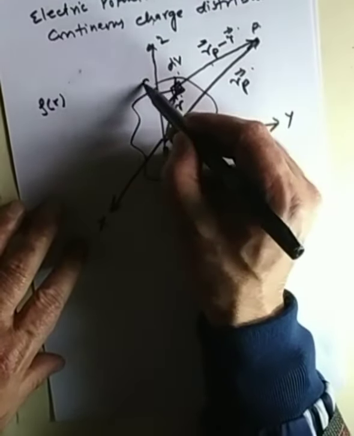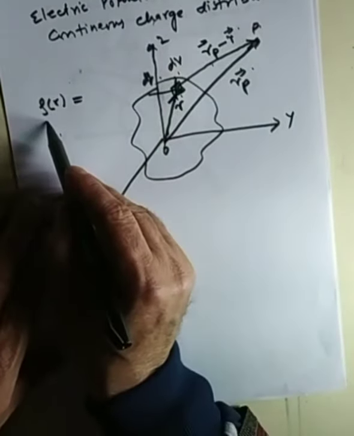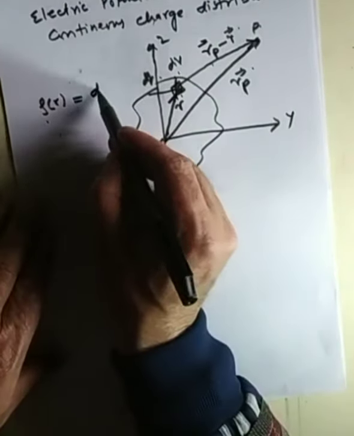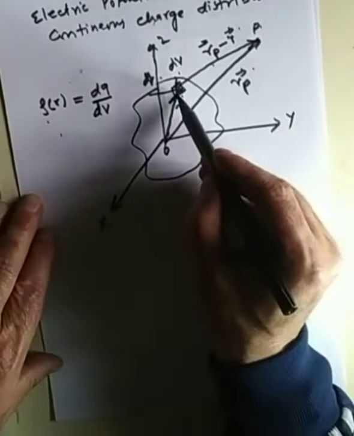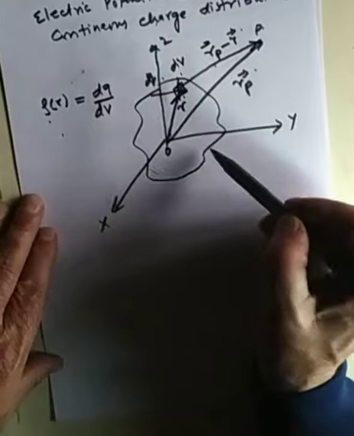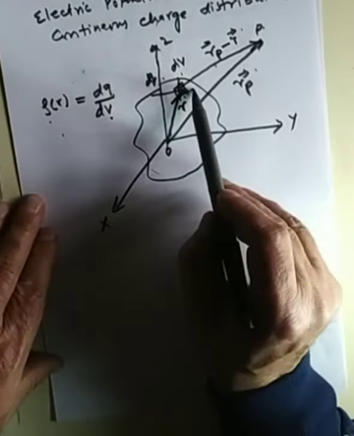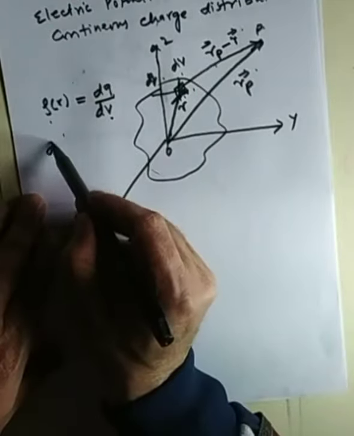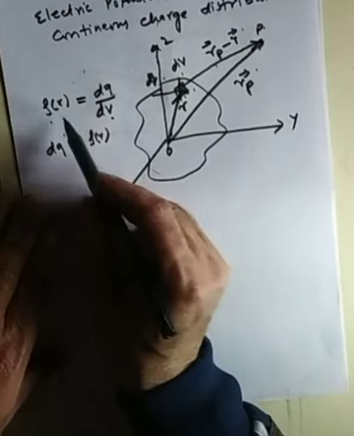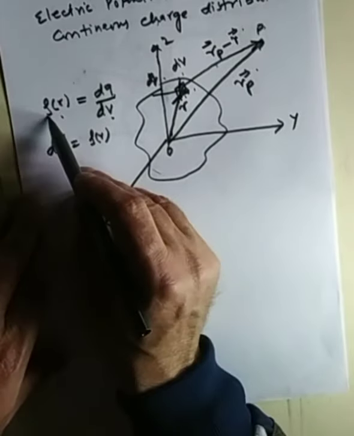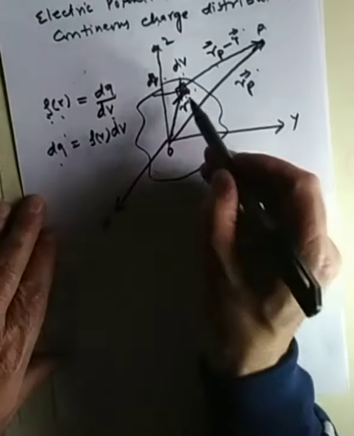Let us suppose this has a charge dq upon it. Now we know that volume charge density is equal to charge divided by volume. The charge density of this element is constant, so dq, the charge on this element, divided by the volume of this element. So total charge dq will be equal to rho, which is a function of r, the volume charge density, into the volume of this element. That will be the charge on this element.